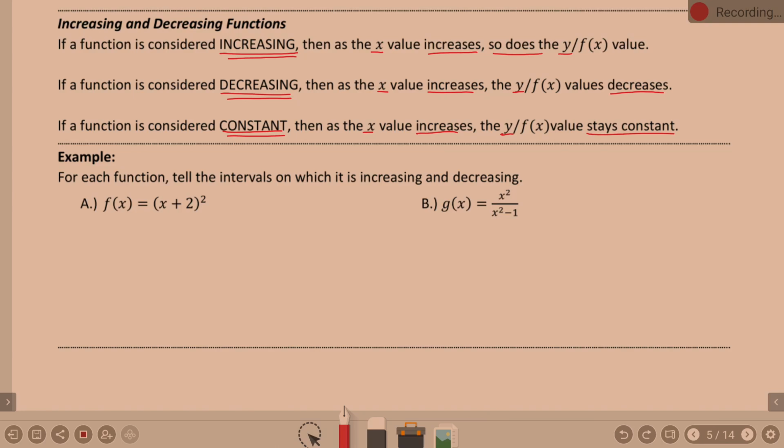I guess you're going to want your calculator right now, because in order to figure out increasing, decreasing, we need a view of the graph. So, f of x equals x plus 2 squared. What is that? Zoom 6. Grab your calculator if you need them. It's a parabola, officially a parabola moved to the left.